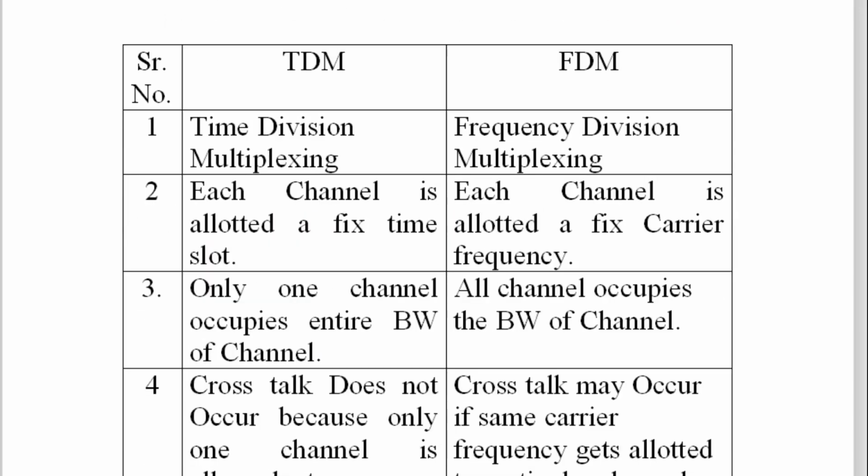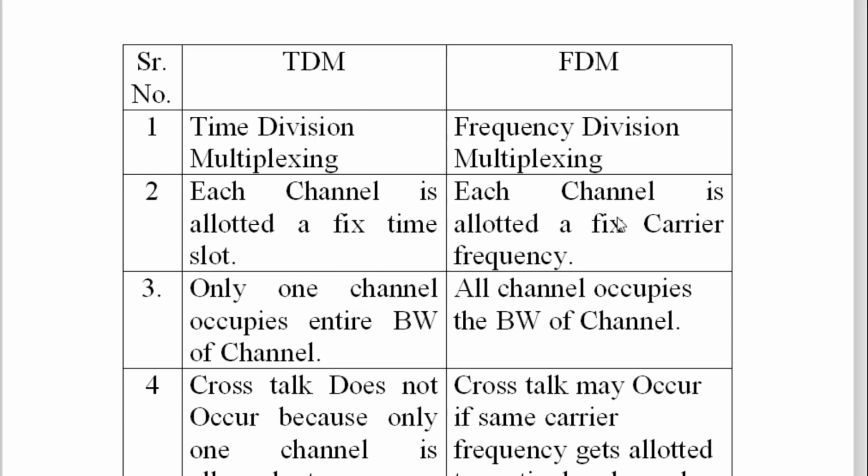And there are now differences between time division multiplexing and frequency division multiplexing. So the first difference is very simple. TDM means time division multiplexing, FDM means frequency division multiplexing. In time division multiplexing, each channel is allotted a fixed time slot. In FDM, each channel is allotted a fixed carrier frequency.